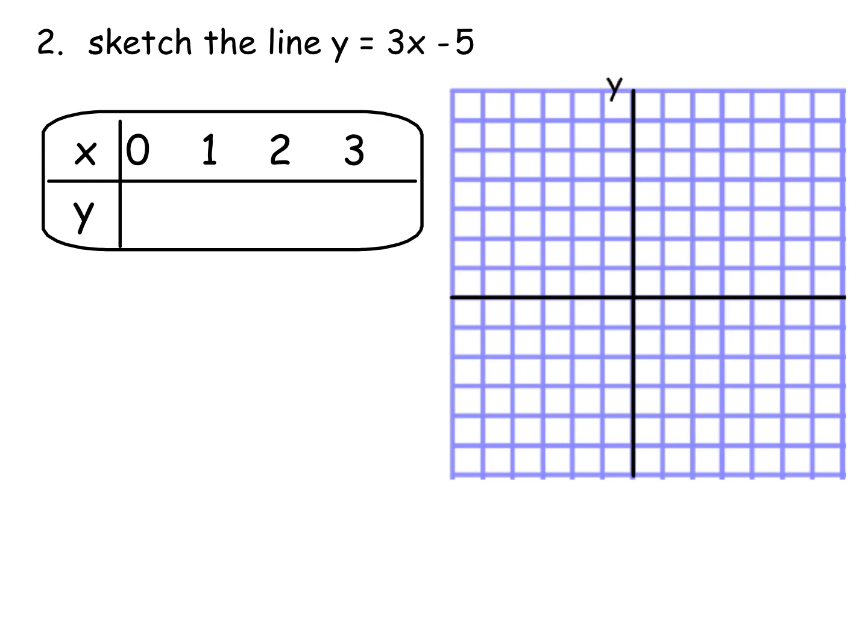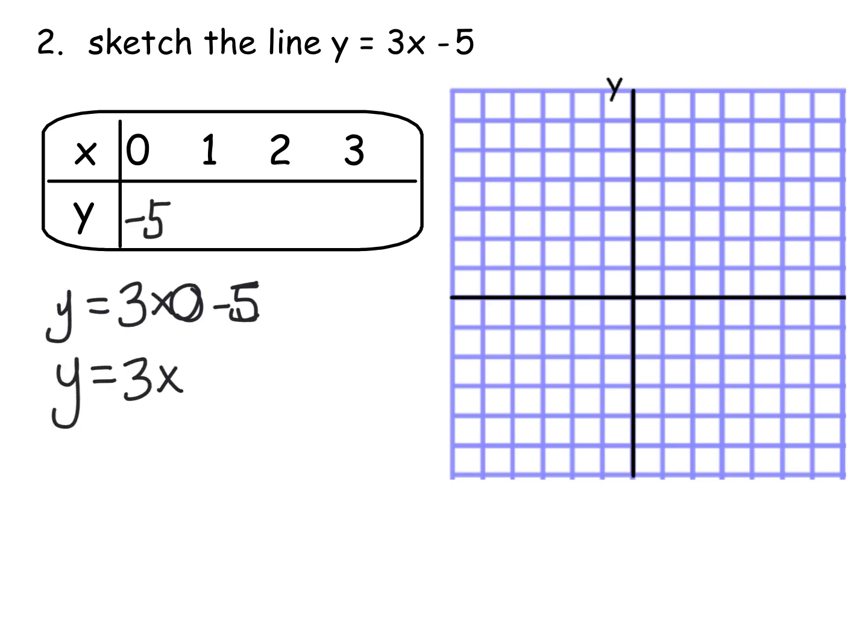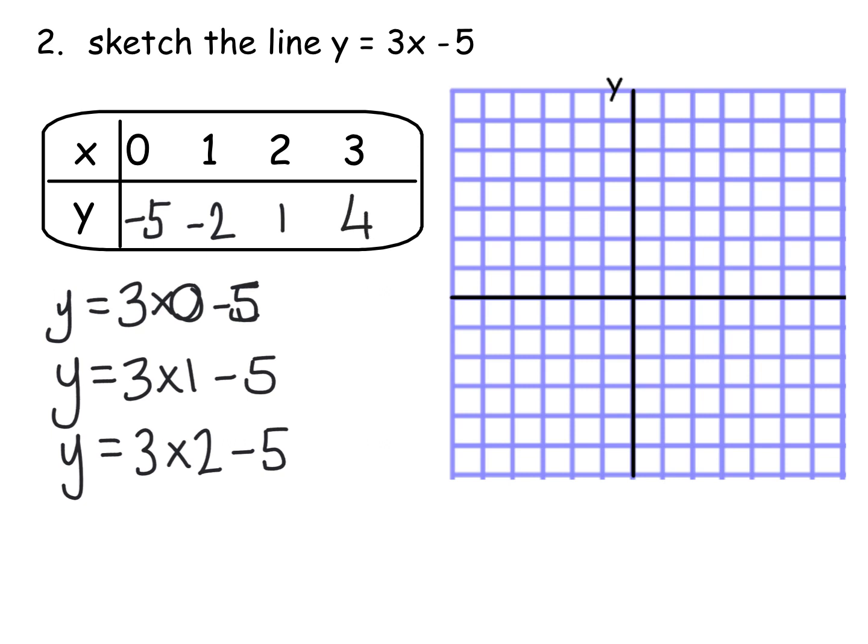This time I've got y equals 3x minus 5. So we plug in 0, 1, 2, 3. So y equals 3 times 0, take away 5. 0 take away 5 is minus 5. Then we do 3 times 1, take away 5. 3 take away 5 is negative 2. You might have spotted the pattern, but I'll do one more. 3 times 2, take away 5. 3 times 2 is 6, take away 5 is 1. I'm jumping up in 3, so the next number is 4.